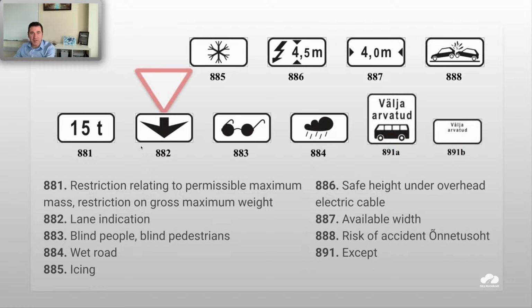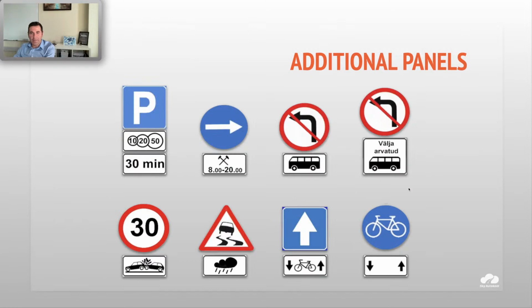Lane indication, well, lane indication usually applies with some other sign. For example, if you're driving on this lane, you have to give way. Maybe for other lanes, like on the right one or left one, there is no such limitation, but on that specific lane there is. For the blind people, blind pedestrians, wet road, icing, safe height under overhead electric cable, available width, risk of accident, and as I told you, this "välja arvatud" text means except. So usually it tells us that this sign is not applied for some specific transport. Well, in that case, it's for the buses.